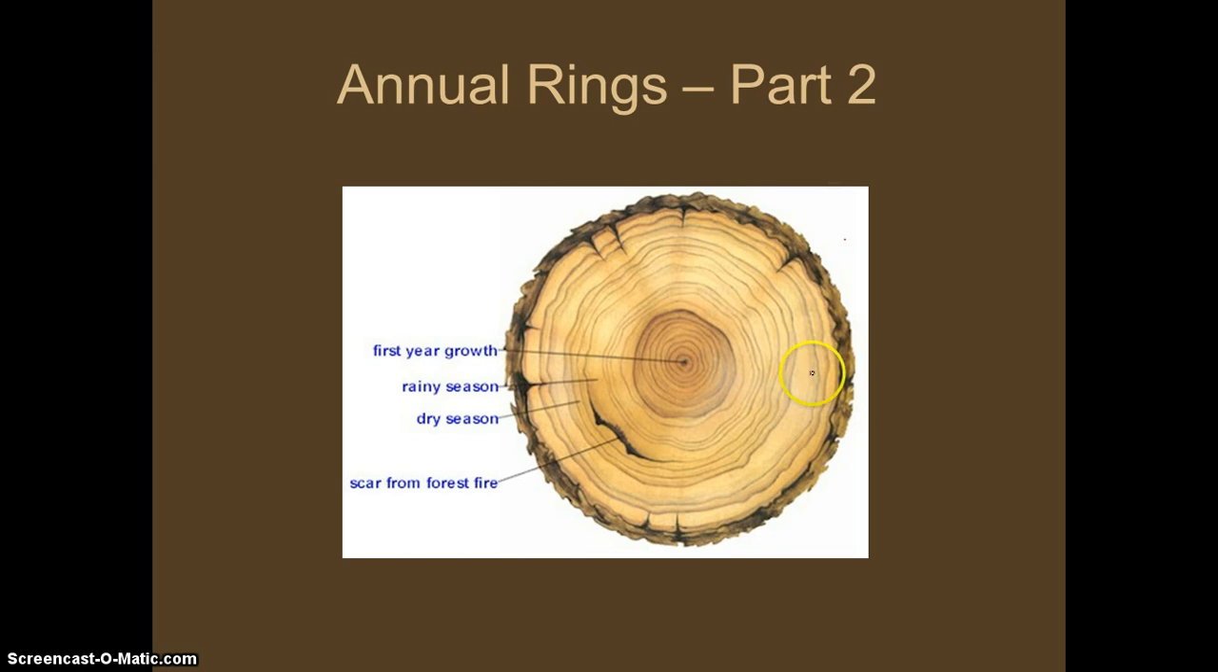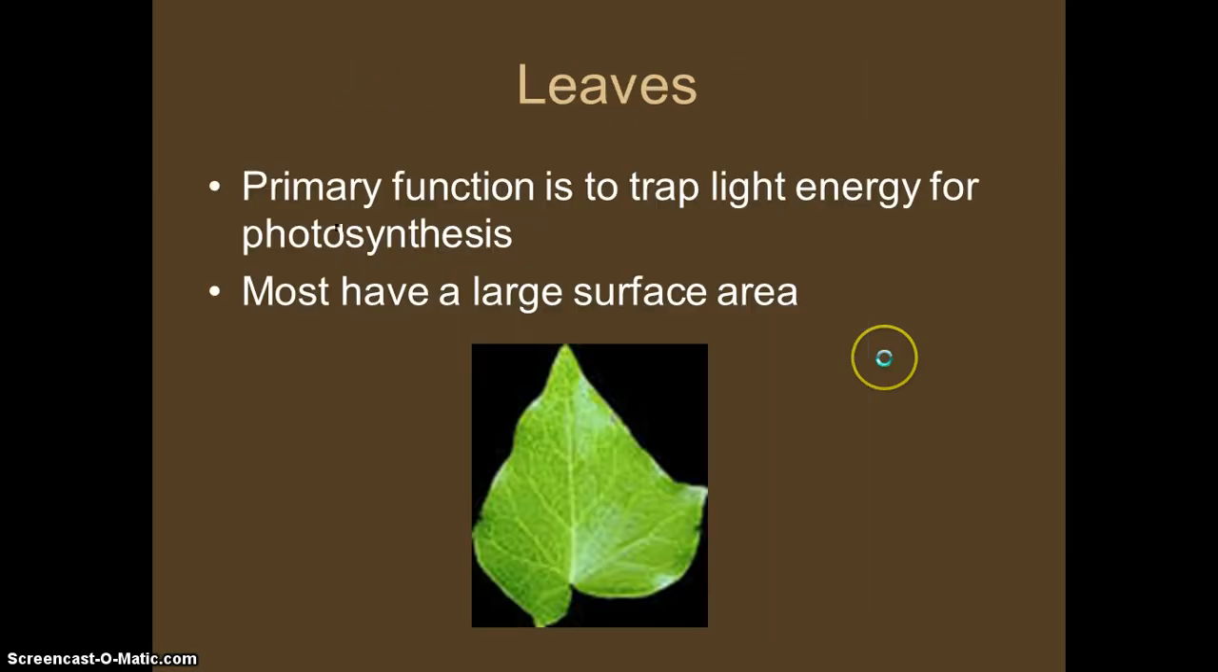They can see what kind of weather there was. Like this summer when we had a real dry summer, the annual rings are probably real close, whereas when we have a real rainy season, you can see that there's a lot of growth happening and the rings are spread apart.